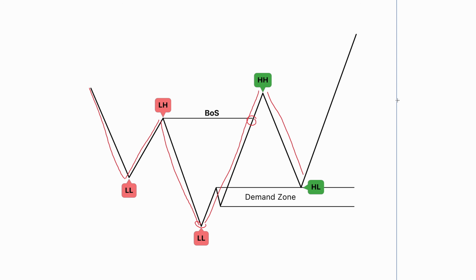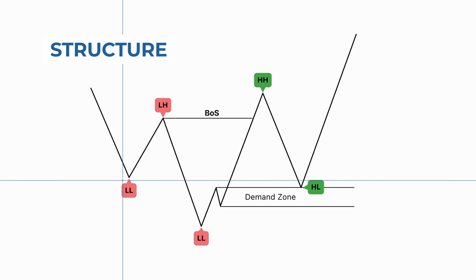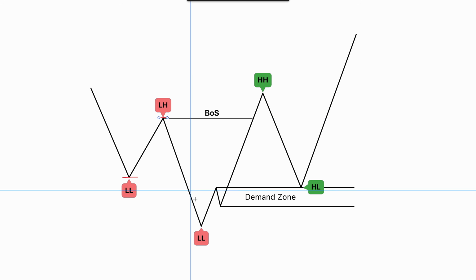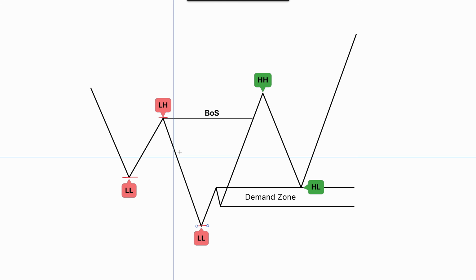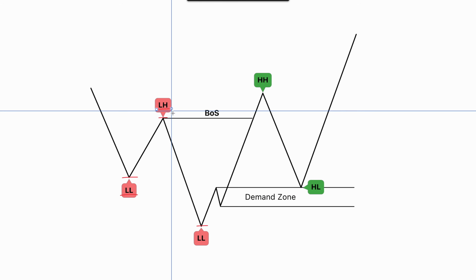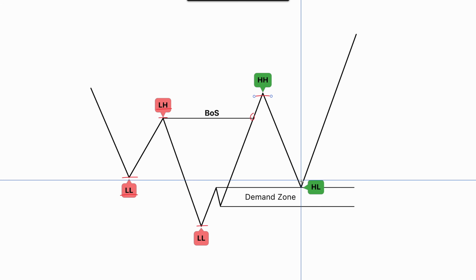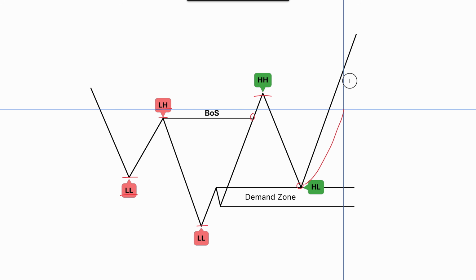So there are a few aspects to this confirmation entry. The first is structure. We need to have a clear understanding as to which way the market is going by identifying the highs and lows. In a bearish example where the market is creating lower lows and lower highs, we will be looking for a shift into higher highs, and when we form a higher low, that's where we get in.